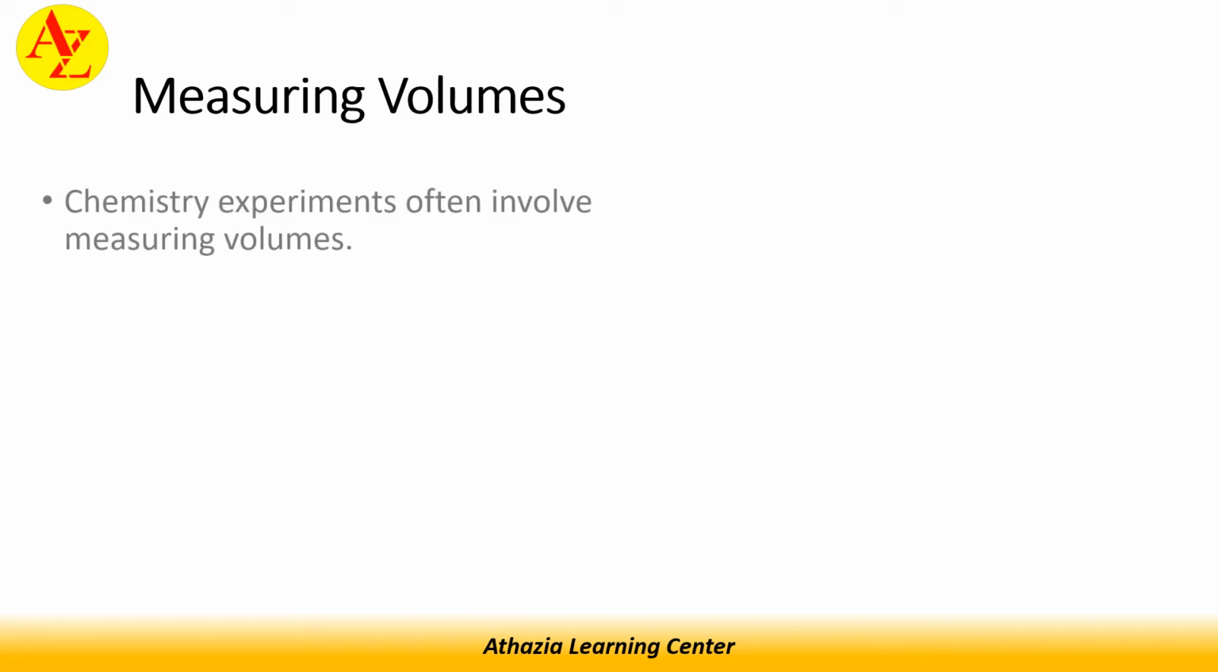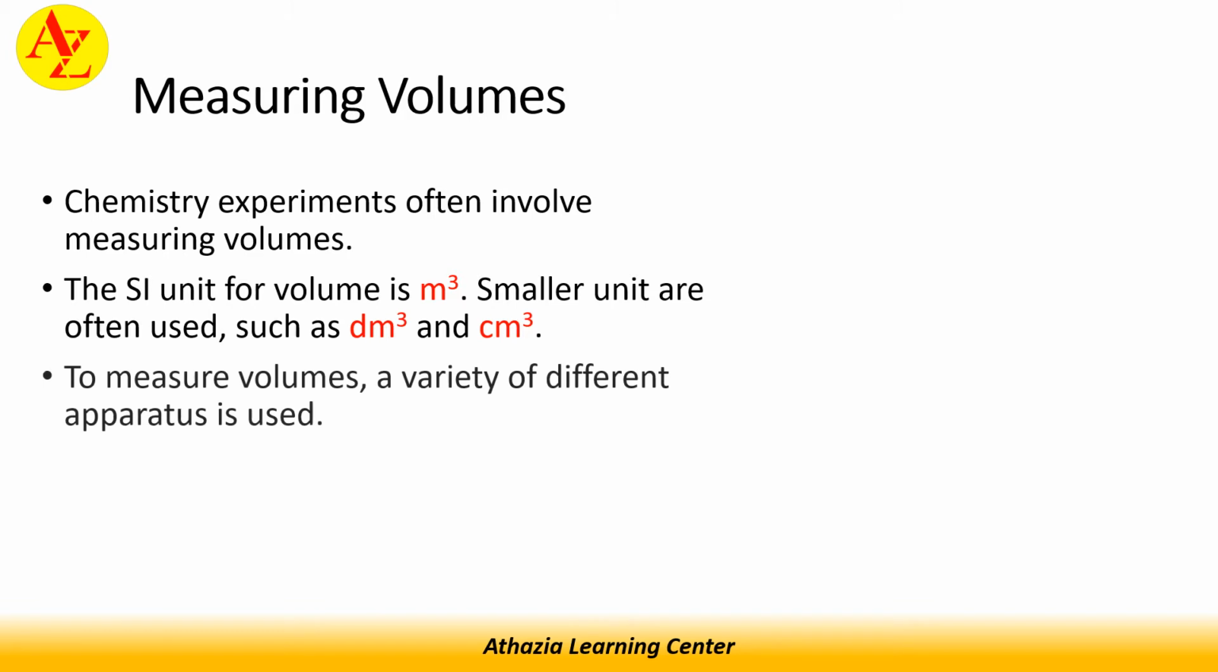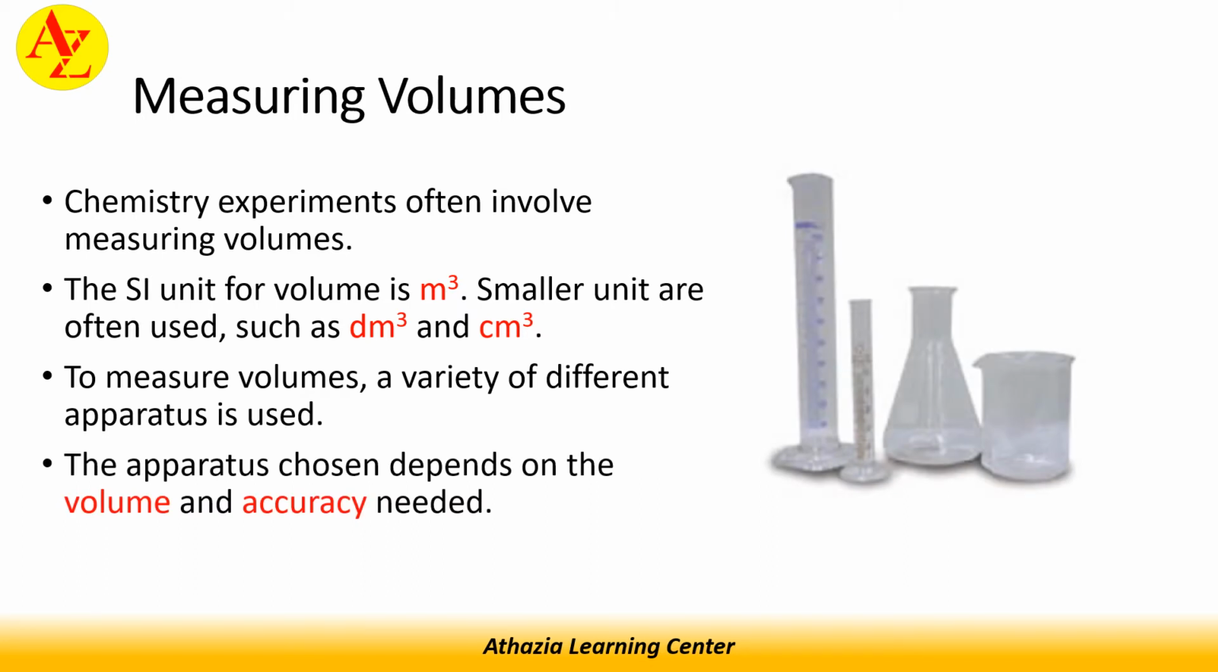Measuring volumes. Chemistry experiments often involve measuring volumes. The SI unit for volume is actually meter cube. Smaller units are often used, such as decimeter cube and centimeter cube. To measure volume, a variety of different apparatus is used. The apparatus chosen depends on the volume and accuracy needed, as shown in the picture on the right. Let's see the details about that.